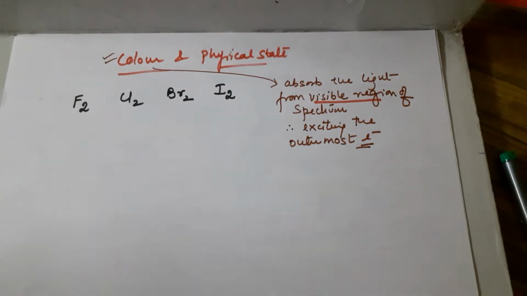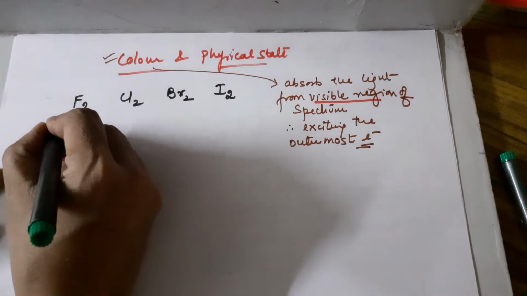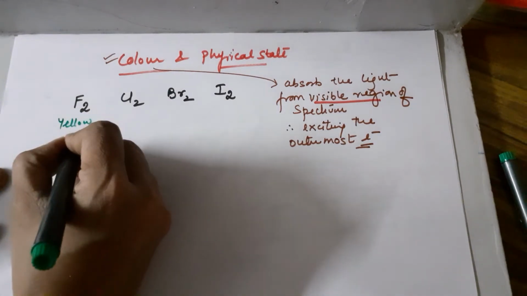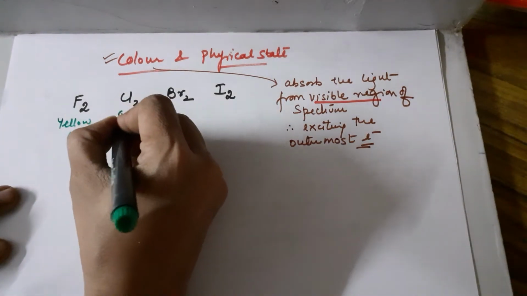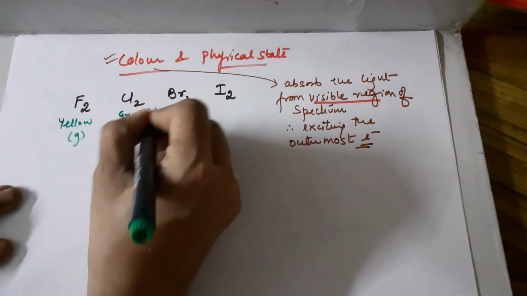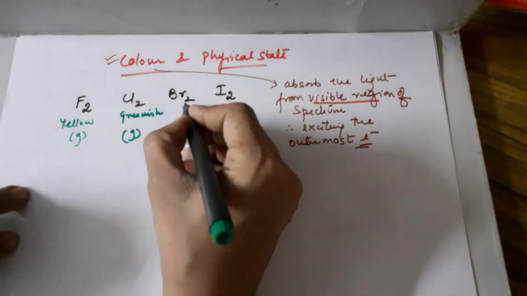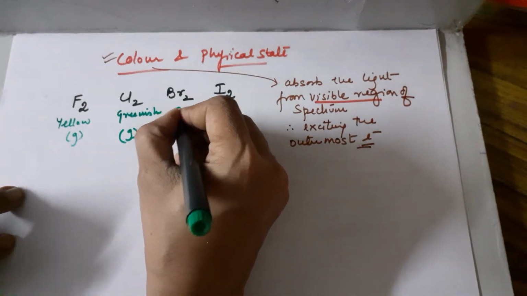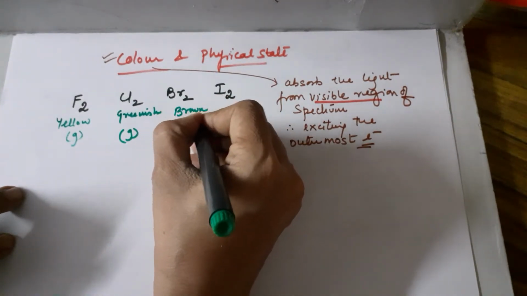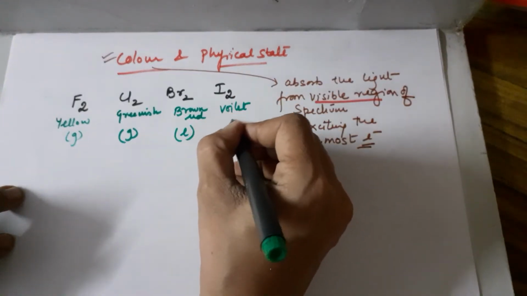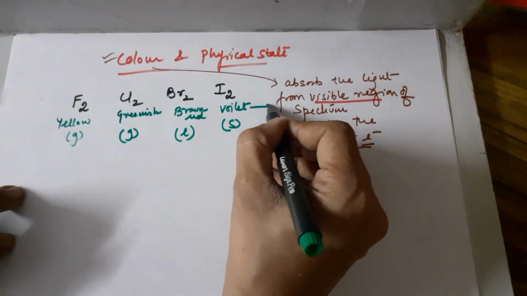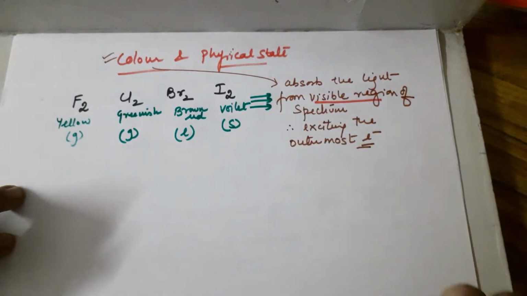Now, talking about the colors that are observed for these halogens: fluorine is a yellow colored gas, while chlorine is a greenish gas. Br2 is a brown red liquid. Iodine is a violet solid. So as far as the colors are concerned, the reasons are clear.